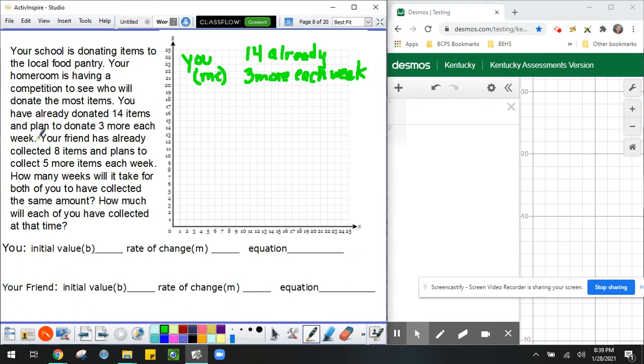Then it says, so I'm going to put that in parentheses, already looked at that part. Now it says your friend has already collected 8 items and plans to collect 5 more items each week. So I'm going to use a different color. Your friend has already collected 8 items and will get 5 more each week. So in your notebook, maybe you write friend, already 8, already, and 5 more each week.